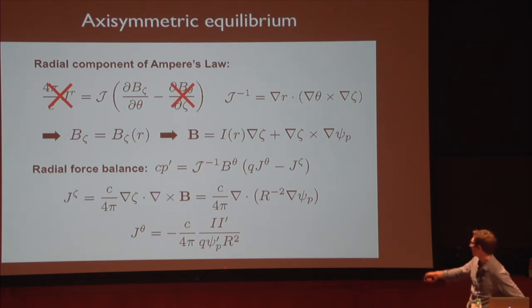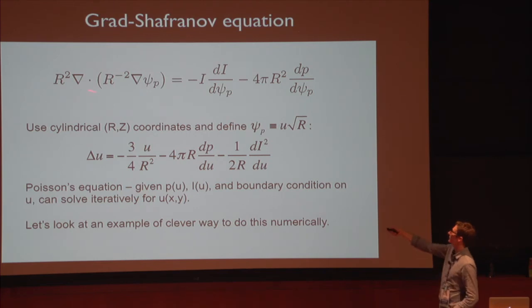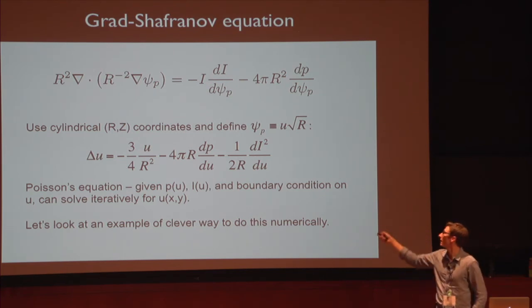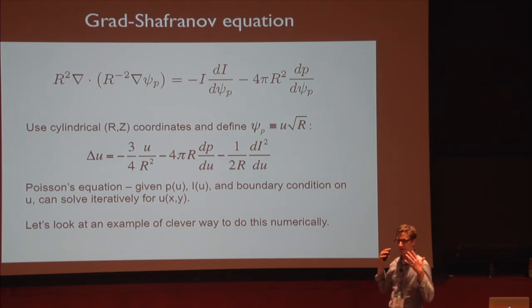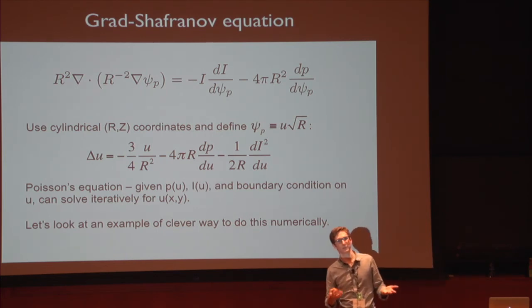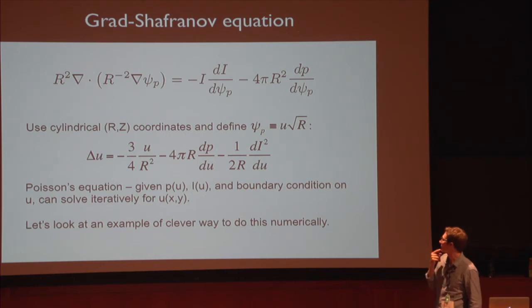Right? So if I take these expressions and plug them back into my radial force balance, then what I find is this expression here. On the left-hand side, this is the toroidal current, and on the right-hand side, we have other bits. This is called the Grad-Shafranov equation. So this is the equation one has to solve to understand equilibrium in an axisymmetric toroidal plasma, or Tokamak. And it's kind of a funny equation.